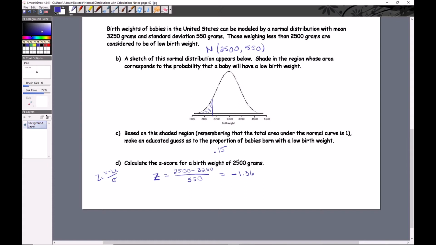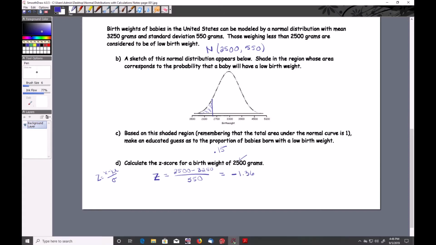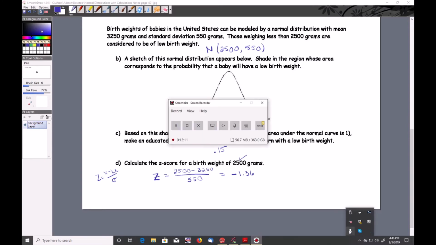And what we're seeing with this 2,500 is that value is at 1.4-ish standard deviations below the mean. So these are that or less are low birth weight babies. All right, so I'm going to give this a pause because I need to switch my canvas here, my paper. So hold on.